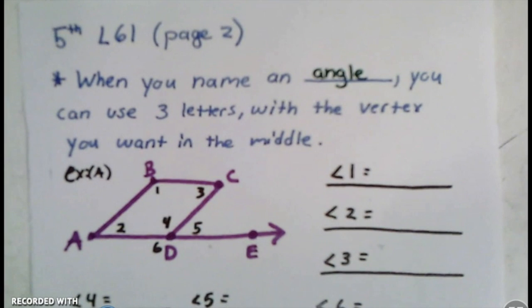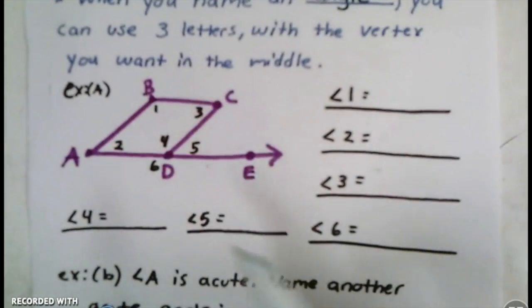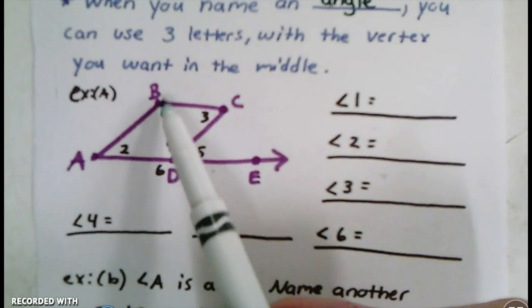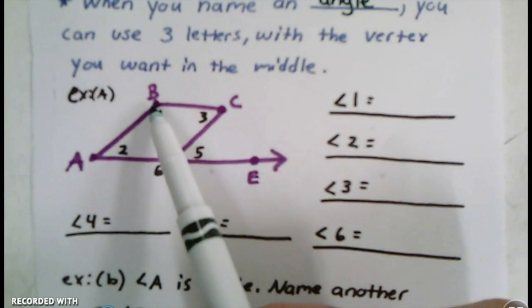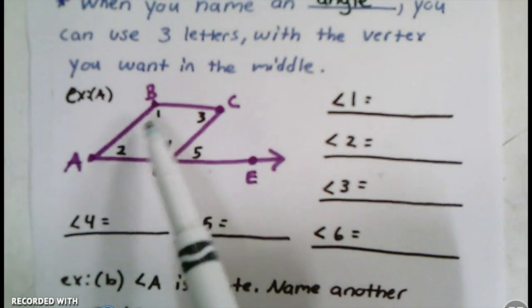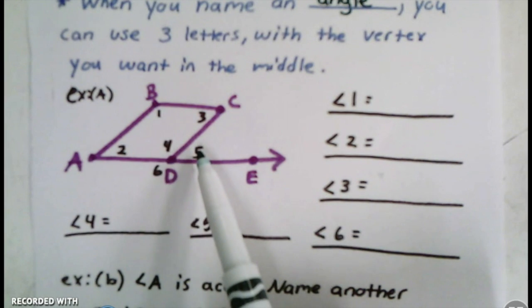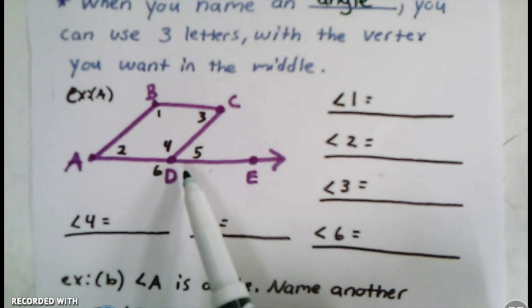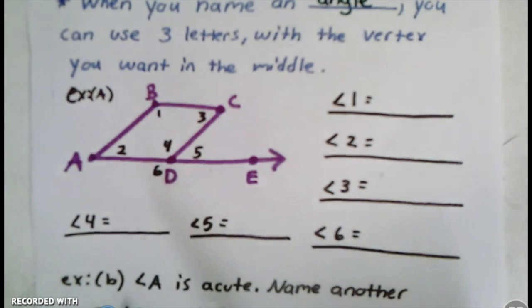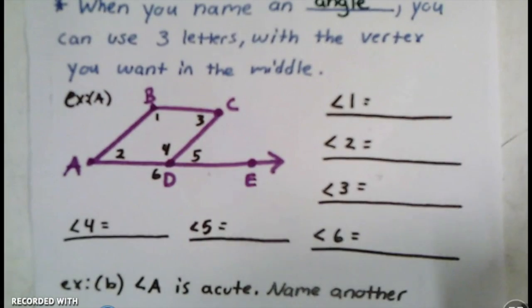So when you name an angle, you can use 3 letters with the vertex you want in the middle. Now, if I have a shape like this and I want to talk about angle B, I can just call it angle B because there's no other angles that I really could be talking about except for this one in this shape. But if I have an angle like D, then I could be talking about this angle 5 or 4 or 6. I don't know which one. So I'm going to name an angle using 3 letters. Let me show you how to do that.